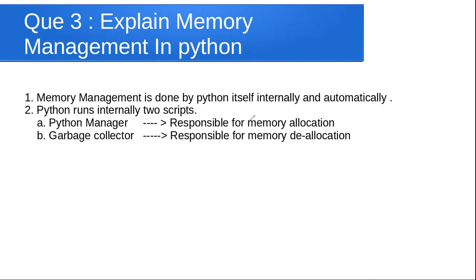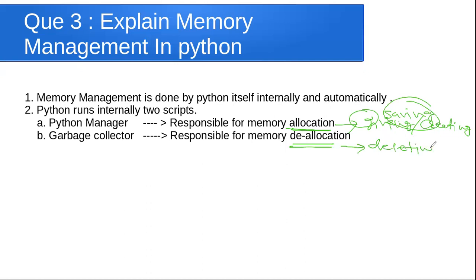The Python memory manager script is responsible for memory allocation. What is memory allocation? Memory allocation means giving memory, creating an object, creating a reference. It is like saving something. Allocating and saving. Deallocation means deleting or removing the unwanted thing.